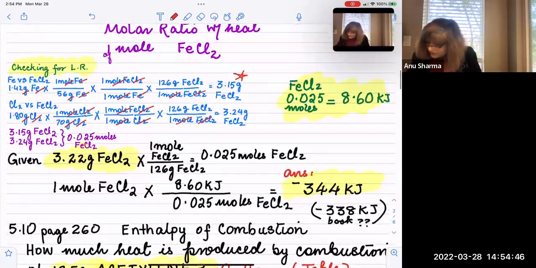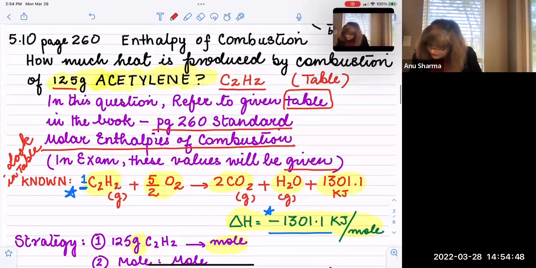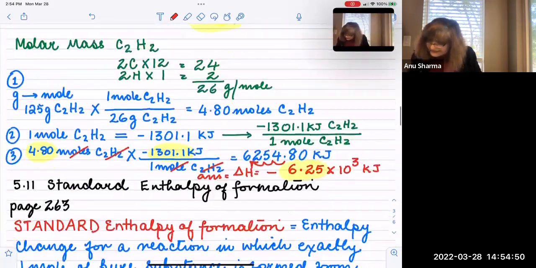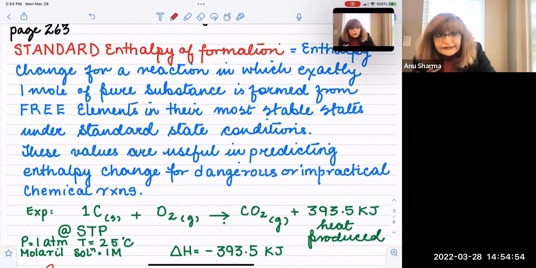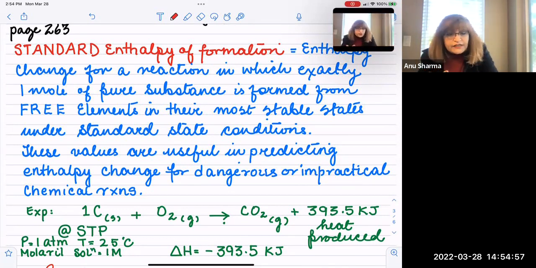Now, we got this done. Next is the standard enthalpy of formation. What is a standard enthalpy of formation? It is the enthalpy change for a reaction in which exactly 1 mole of a pure substance is formed from free elements in their most stable states under standard state conditions.